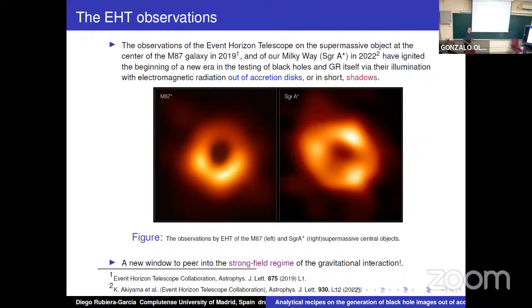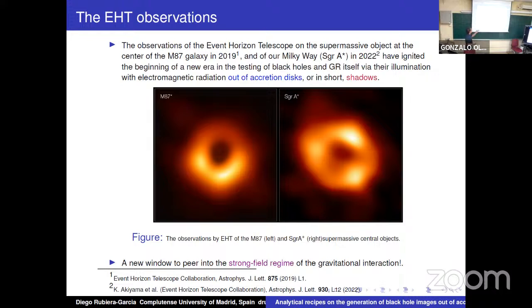Okay. So we have data about what? About these two things that should be familiar to all of you as physicists. This is very popular. These are the two images of the M87 galaxy and our own galaxy, the Milky Way, or the object. There is a star at the center of the Milky Way.